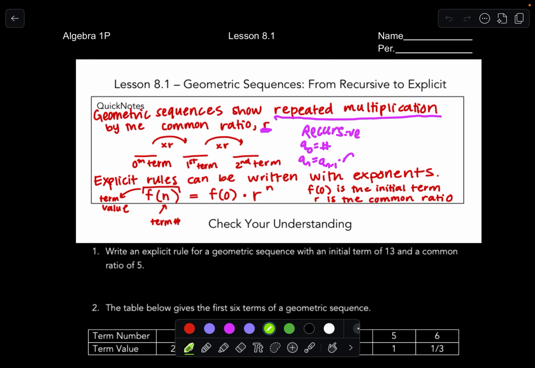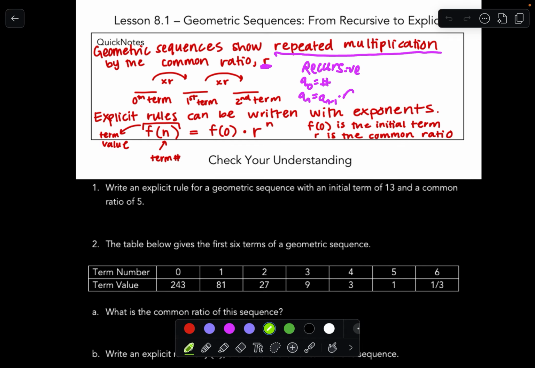Check Your Understanding for Lesson 8.1 for Algebra 1, Geometric Sequences from Recursive to Explicit. So we saw in our last lesson that the explicit rule for an exponential function is given by this right here: f of n, where n is the term number, equals f of 0, which is the 0 term, times r, the common ratio, to the nth power.